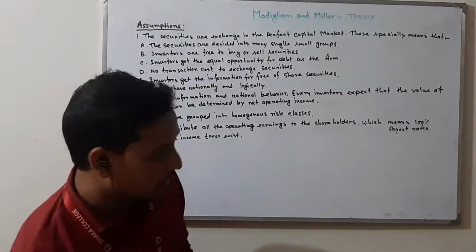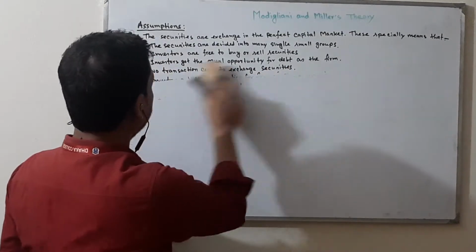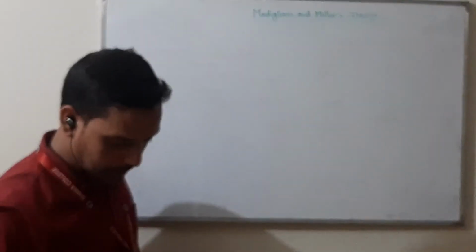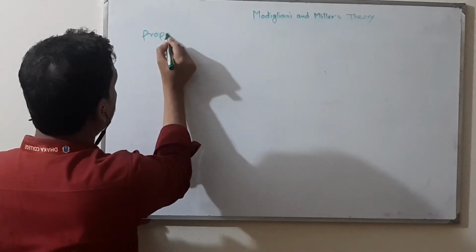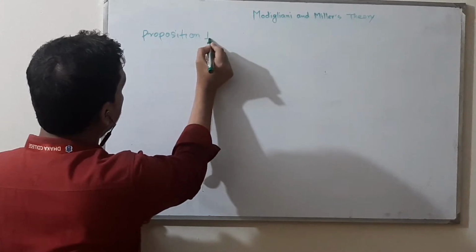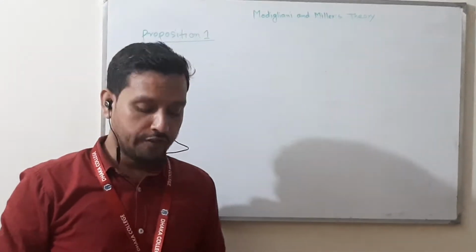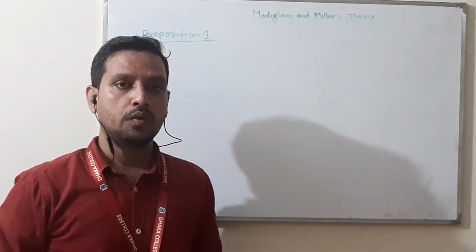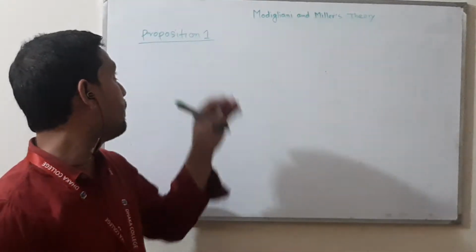In proposition 1, I think all of you have already written down in your script. Proposition 1: the overall cost of capital and the value of the firm are independent of leverage. So there is no impact of leverage in proposition 1.